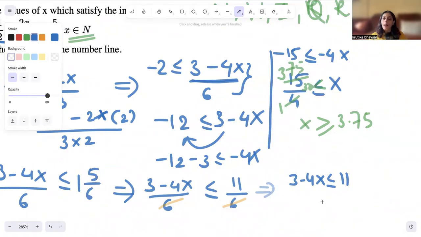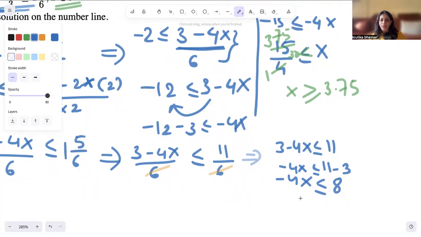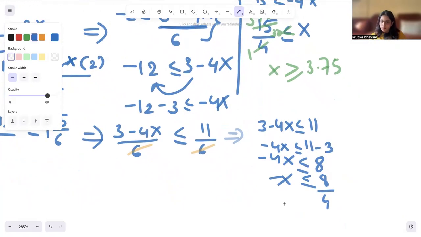Let's take like terms on one side and x on another side. So we have minus 4x is less than or equal to 11 minus 3. We have minus 4x is less than or equal to what is 11 minus 3? That is 8. So what do we have? Minus x is less than or equal to 8 upon 4, which is 2. So we have minus x less than or equal to 2.